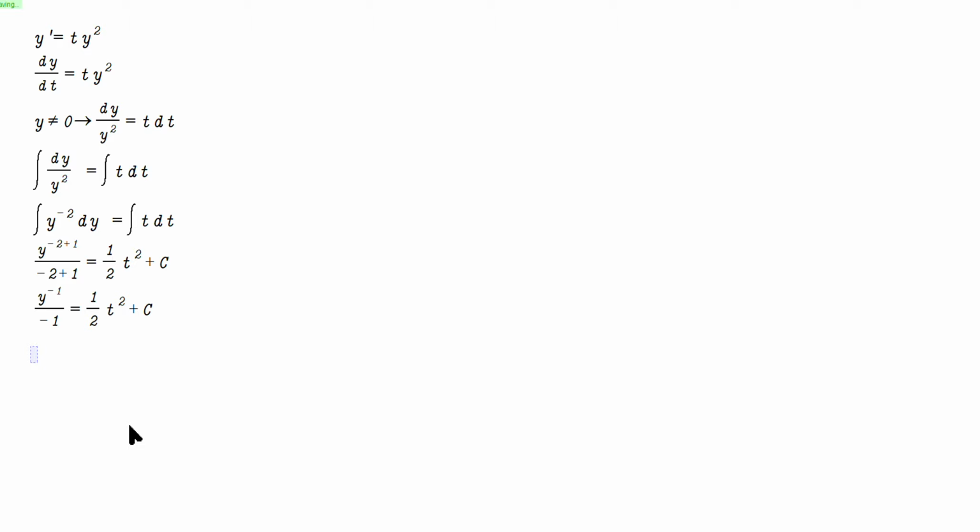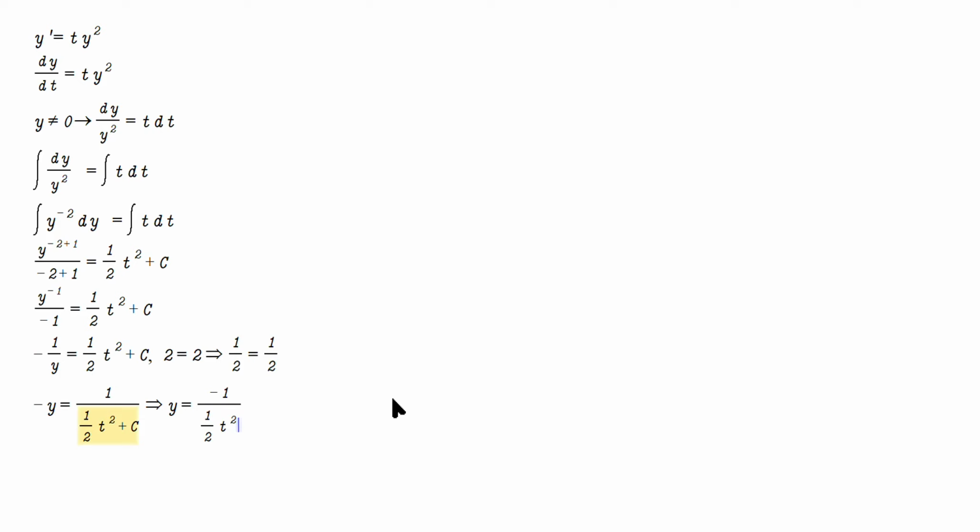Okay, so now we're going to flip. The next step is allowed by a basic principle. On the left side, what we have at first is a negative 1 over y, because y to the negative first is equal to 1/2 t squared plus c. Now we apply a basic principle. If 2 is equal to 2, then if you flip it, 1/2 is equal to 1/2. That's a true claim. So you can do this also when you have variables involved. It doesn't change the logic. So you're going to have negative y is equal to 1 over 1/2 t squared plus c. And then just multiply through by negative 1. So y is equal to negative 1 over 1/2 t squared plus c.